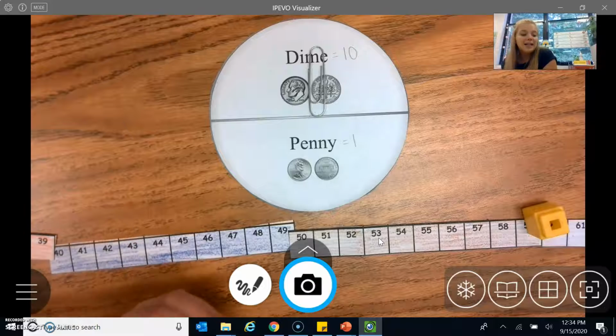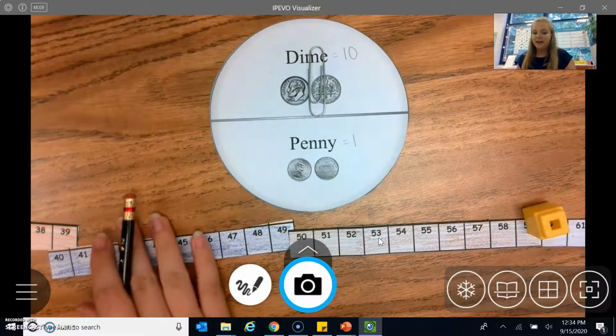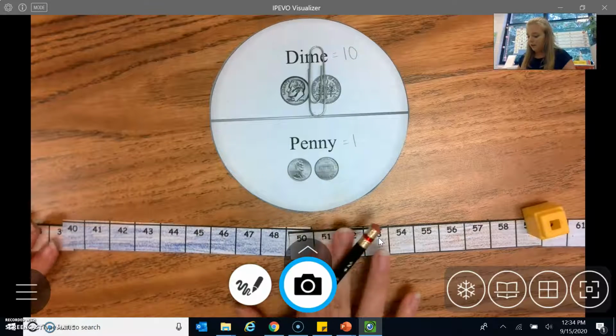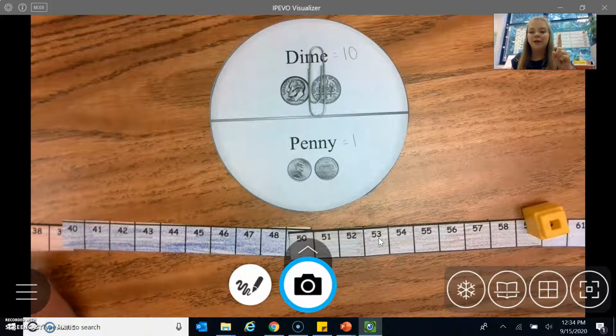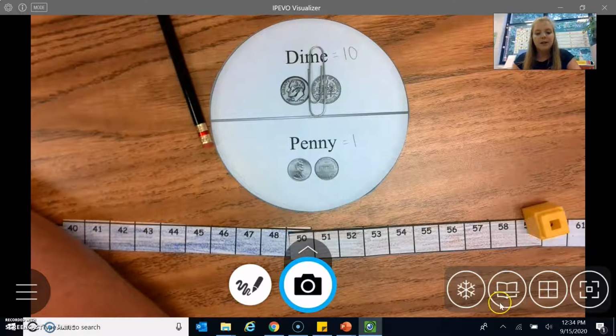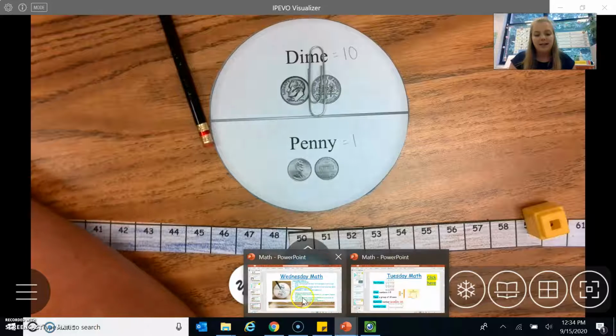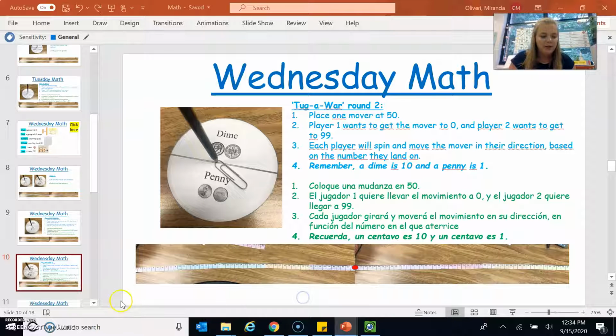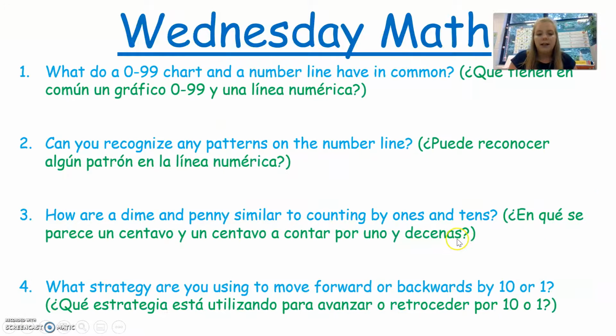Okay, and we're going to keep on playing until one of us reaches either 0 or 99 with the mover. Remember, you're just using one mover, and you're both moving in opposite directions to get to the other ends. All right, when you're done playing both rounds of this game, there are a couple questions you need to answer.